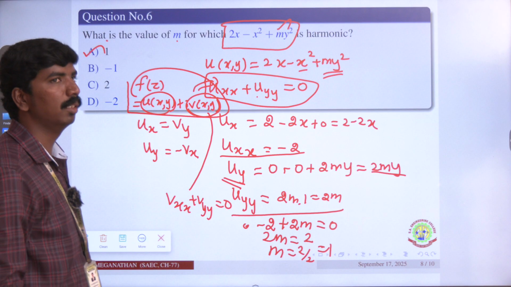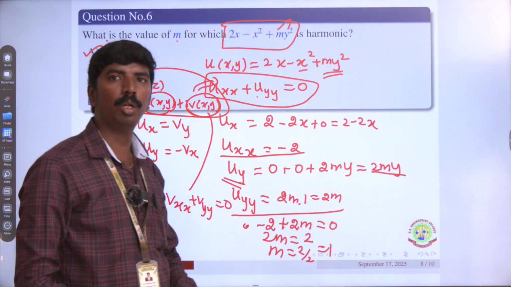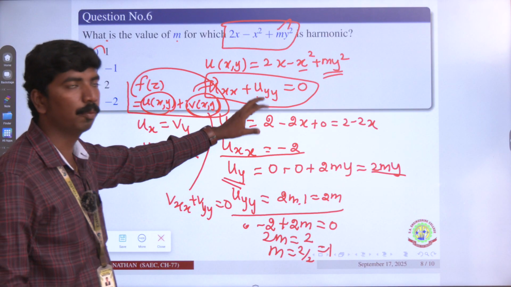So we saw some simple examples like this only. We will get any one or two questions in our engineering mathematics syllabus for the GATE examination.